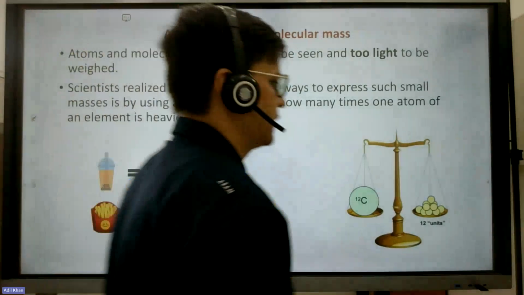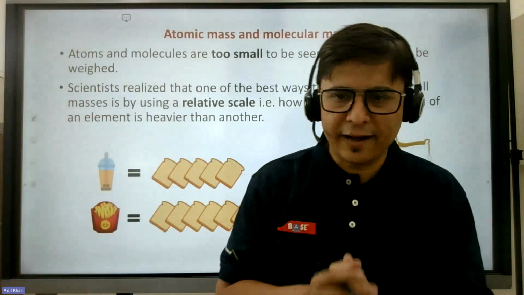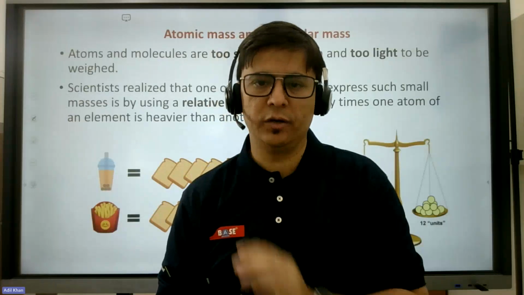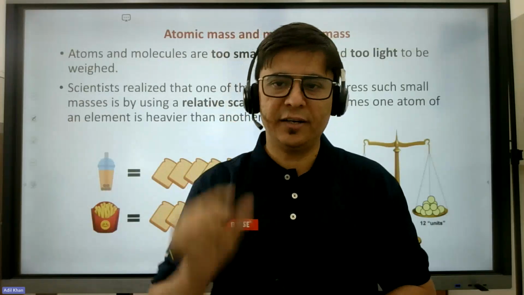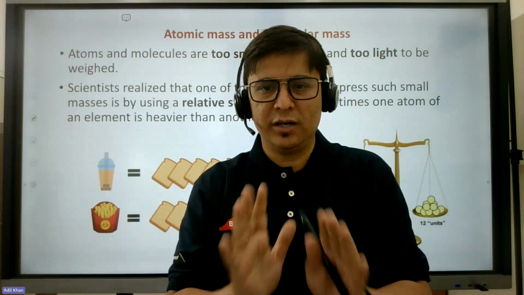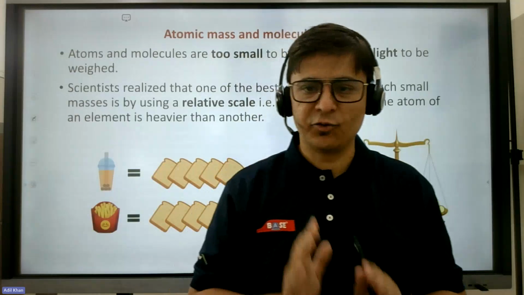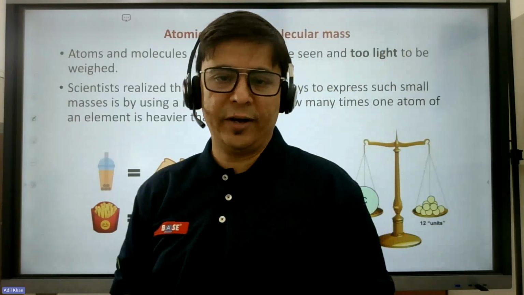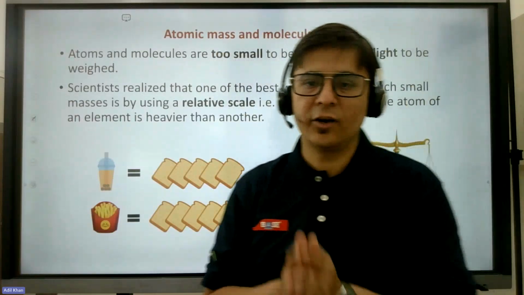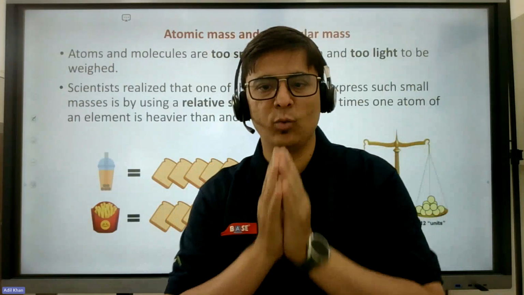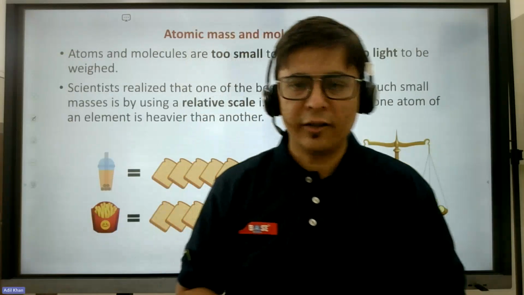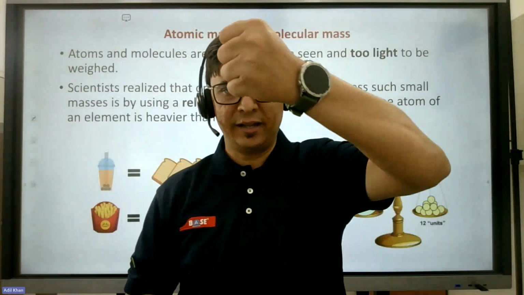So atomic and molecular masses. Basically atoms are very tiny, very small. They are so small that you cannot measure their weight. Now, how do you find out the weight of an atom then? For example, when you go to a vegetable vendor or a fruit vendor and ask for 1 kilogram of apple, then what the vendor will do, he will take one weighing balance like this.